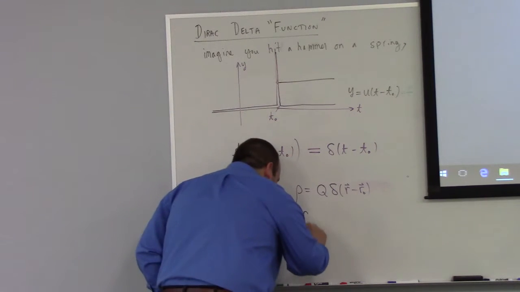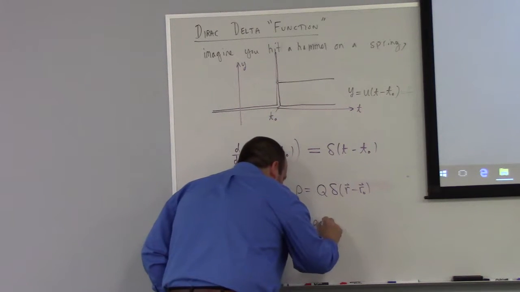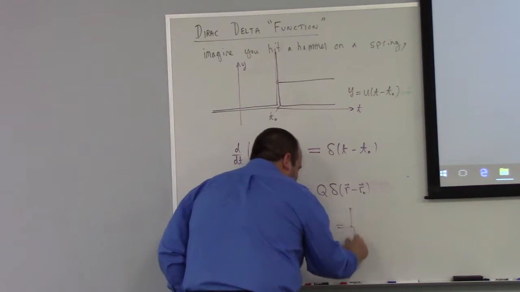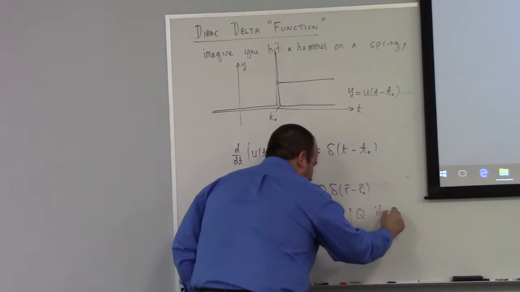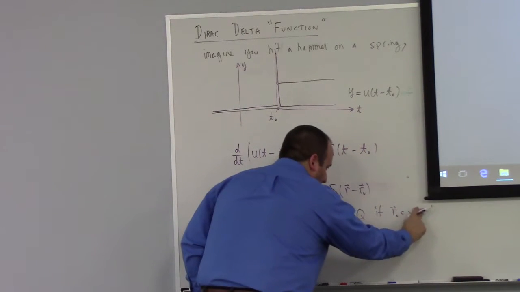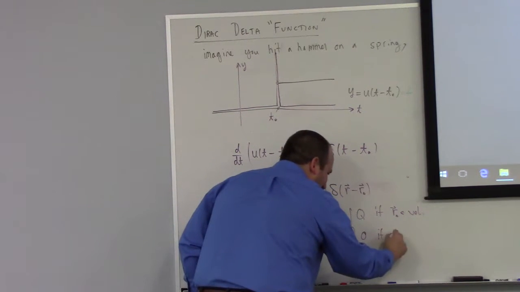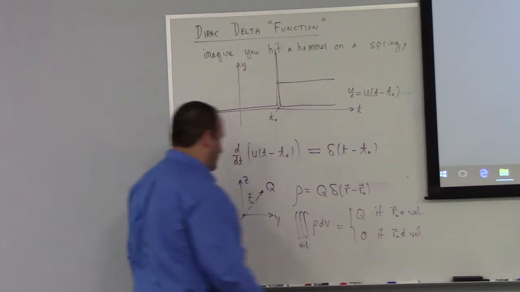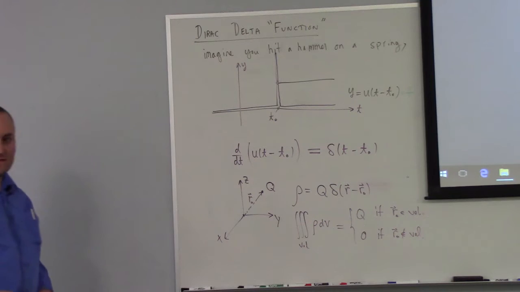Basically, if you integrate rho dV over some volume, it's case-wise defined. It's either Q if r naught is in the volume, or it's 0 if r naught is not in the volume. So this Dirac delta function is very, very important to physics. It gives us a mathematical device to encapsulate what it means to say you have a point charge.